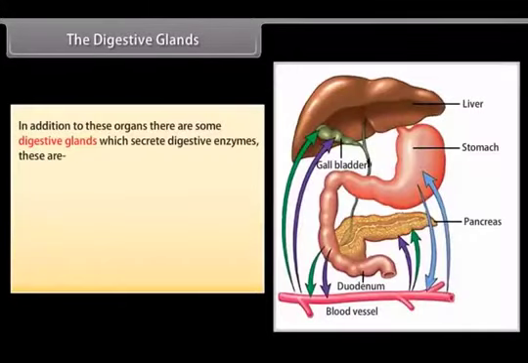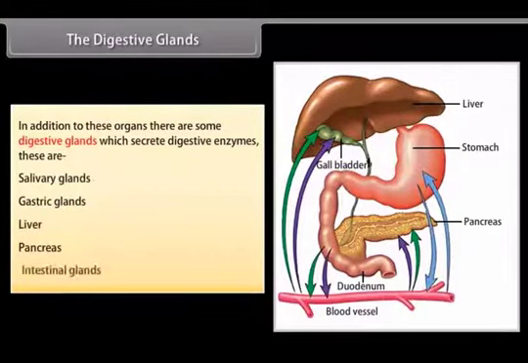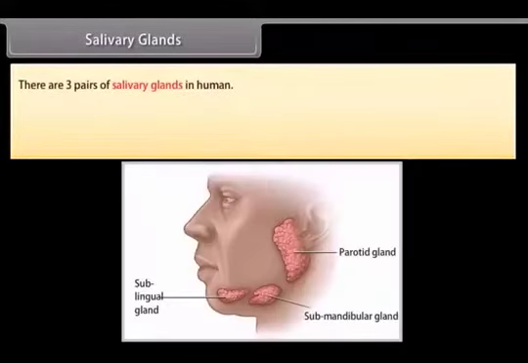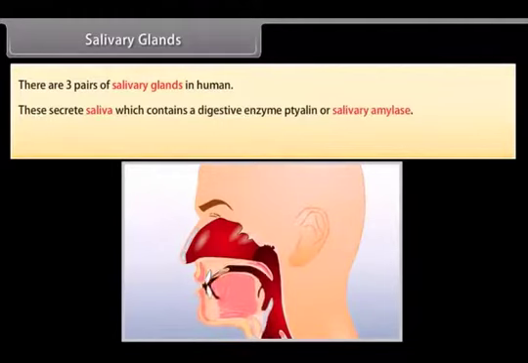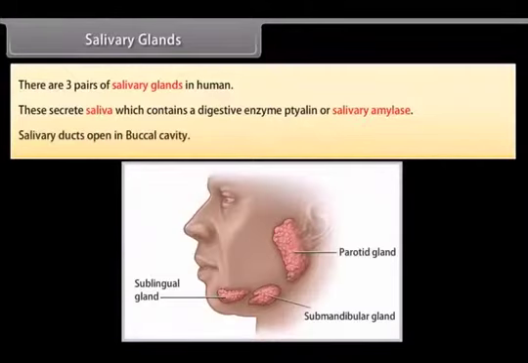The digestive glands. In addition to these organs, there are some digestive glands which secrete digestive enzymes. These are salivary glands, gastric glands, liver, pancreas, and intestinal glands. Salivary glands. There are 3 pairs of salivary glands in humans. These secrete saliva, which contains a digestive enzyme ptyalin or salivary amylase. Salivary ducts open in the buccal cavity.